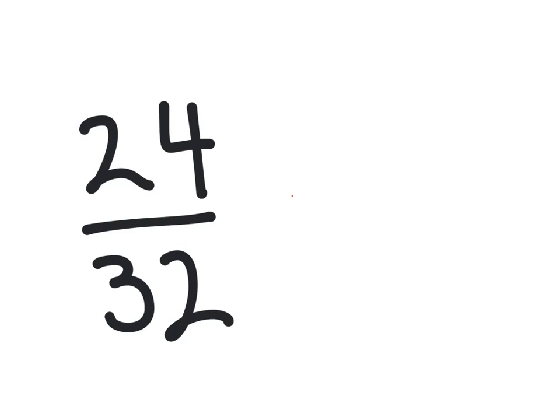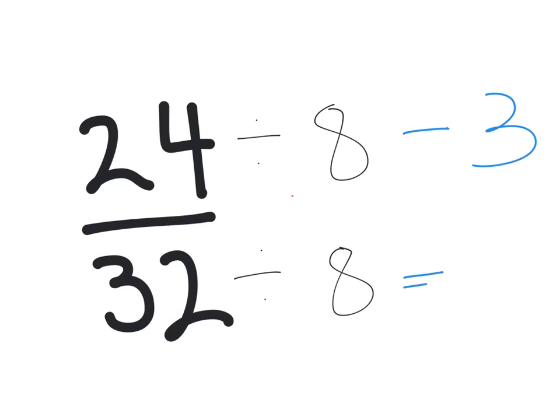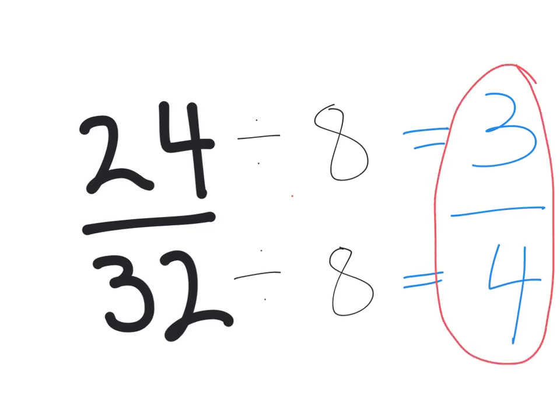Okay, so I will say 24 divided by 8, 32 divided by 8 will give me an answer of 3 over 4. Okay, so this is my simplest form, the lowest numbers I can get to when I simplify 24 over 32.